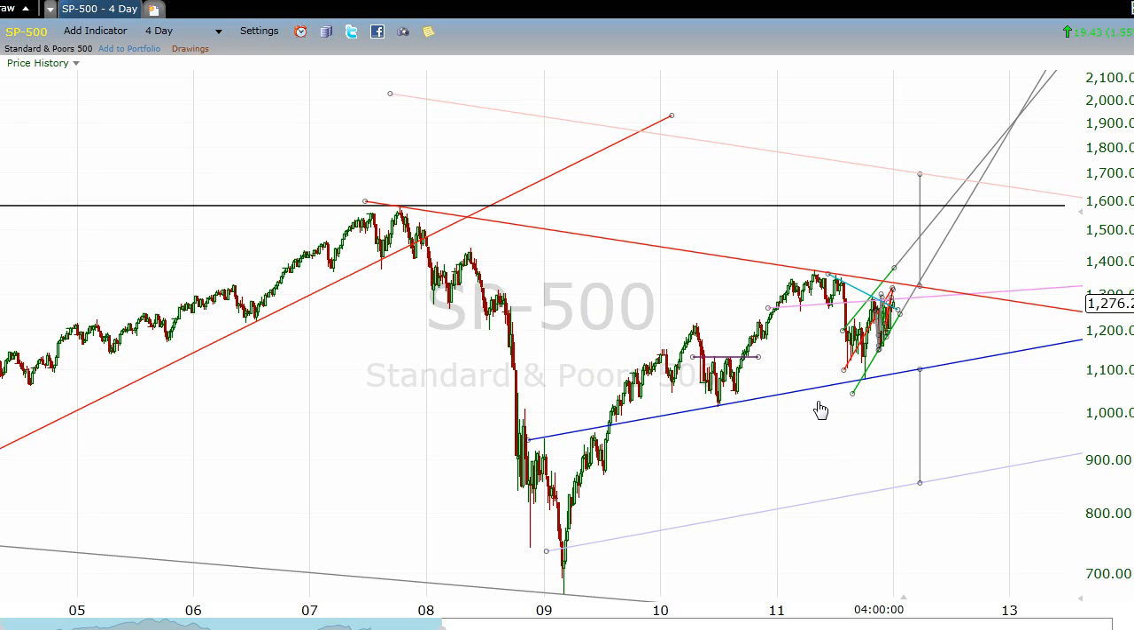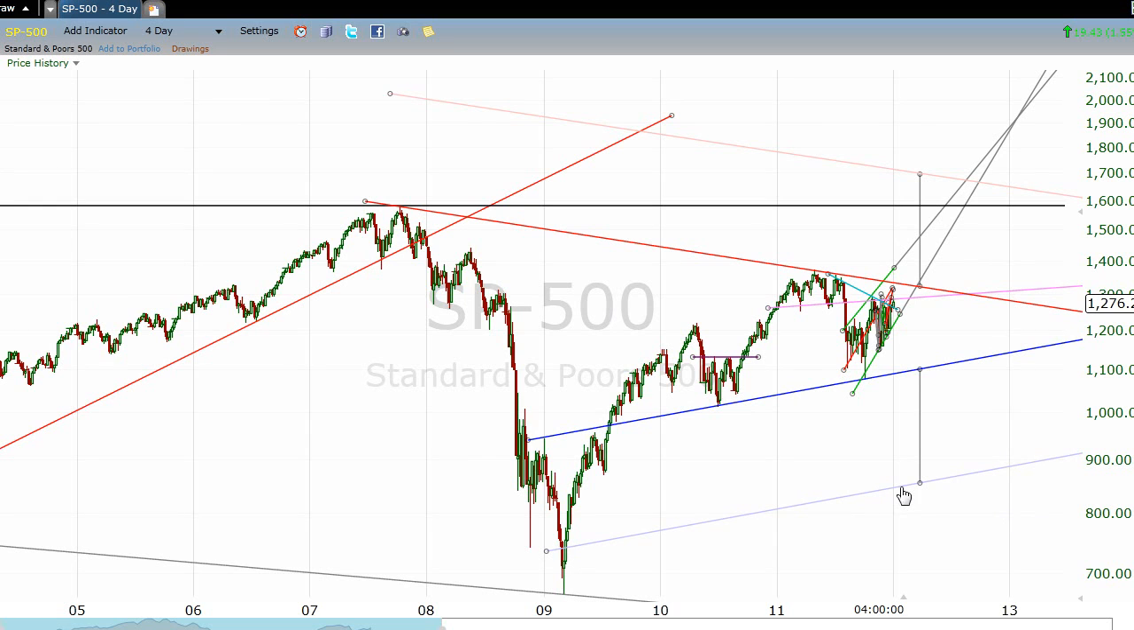And the reason is, if this blue line breaks down, if we come back down and take this line out, then that turns all of this into a large head and shoulders pattern that would signal a round trip down into the three-digit area, in the 900s or 800s.